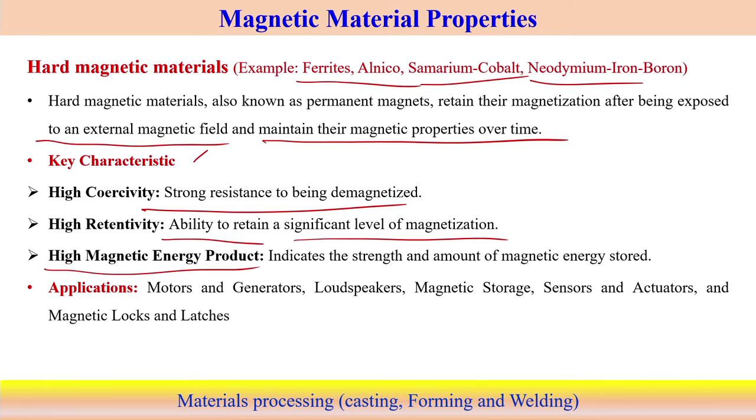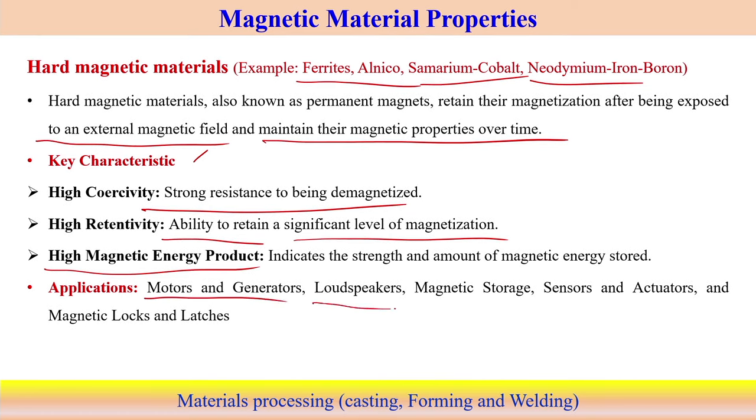So if we want to produce high magnetic energy over a long time, then we try to use permanent magnets. Applications: motors and generators, and a loudspeaker, which is basically a permanent magnet. Magnetic storage also needs the permanent magnet, such that a high amount of magnetic energy can be stored over a long time. Sensors and actuators, and magnetic locks and latches also use the permanent magnet, because in all these cases we would otherwise need to activate the magnetic field by the application of an external magnetic field.